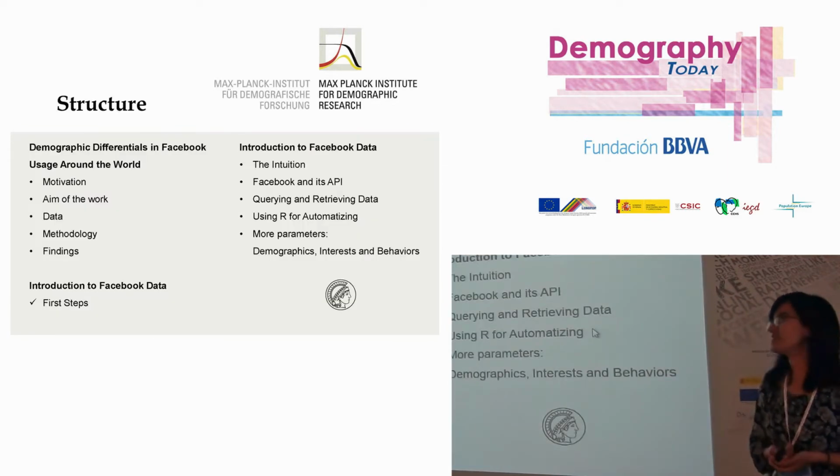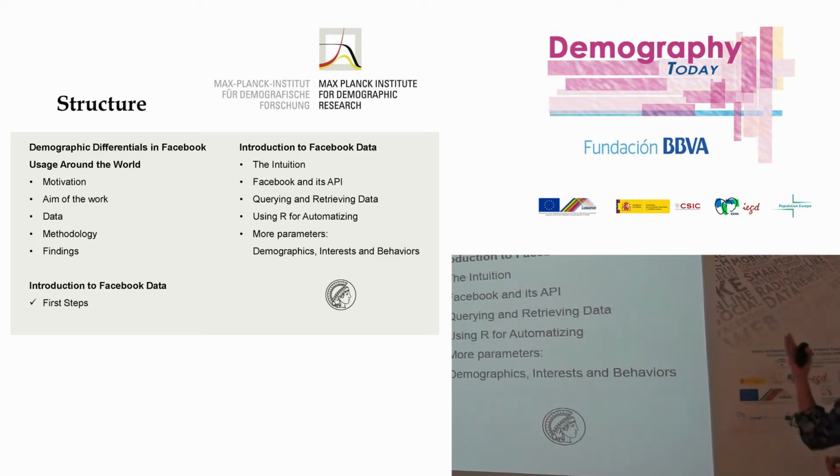So the structure of my presentation is this one. First, I will talk about my work, what was the motivation, the aim of the work, the kind of data that I am using, the methodology, and some findings. Then I will talk about the first homework that I sent you, that was these first steps for having your token, your creation act, and some other information for retrieving the data. And then I will go through the introduction to the Facebook data. So what's the intuition, the Facebook and its API, how to query and retrieve the data, and how we can use R for optimizing this, and what parameters we have to use.